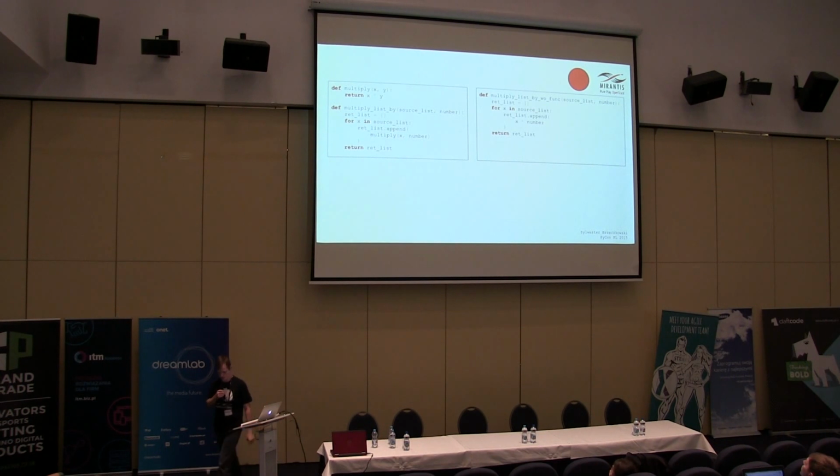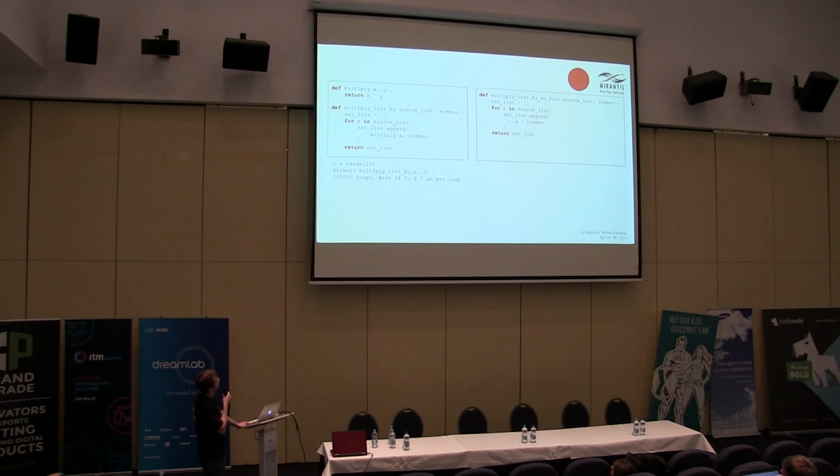On the left, we have a separate function for multiplying. It's pretty simple. And we have some kind of for loop, and inside this for loop, we are still executing this function. And on the right, we do it in place, like in line. So that's the main difference.